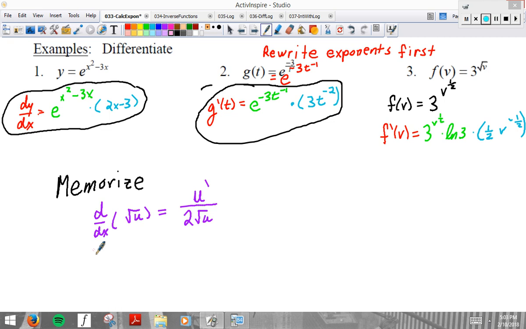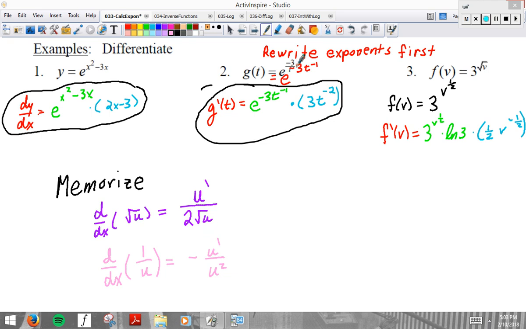You'd also be really benefited by doing this one. The derivative of 1 over u is negative u prime over u squared. These two come up so often that they're really helpful. They're both just power rules, but they're power rules that people screw up.